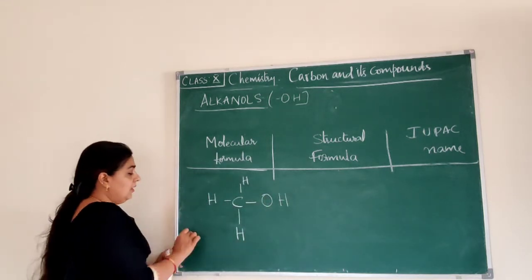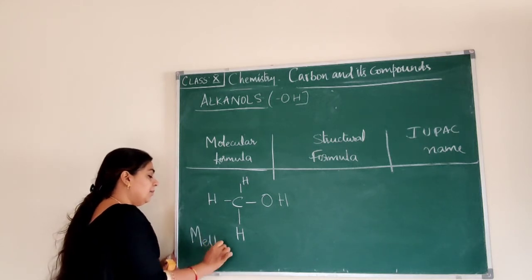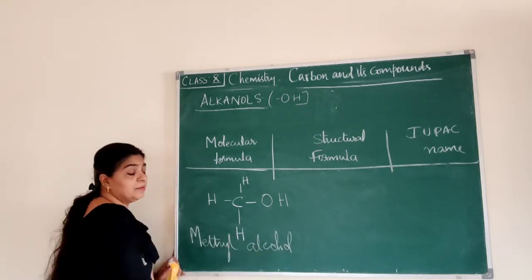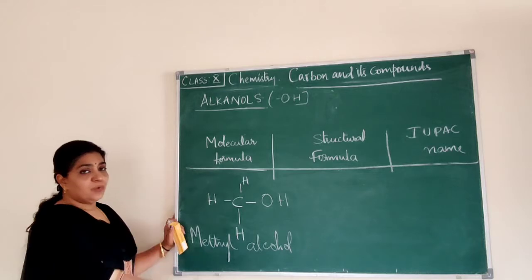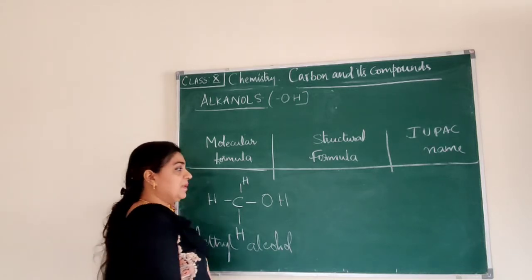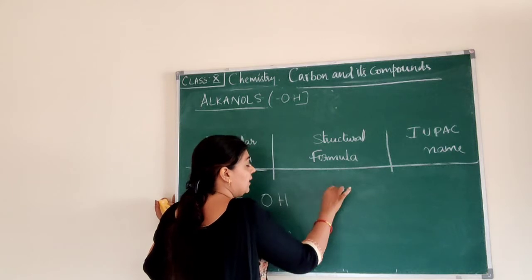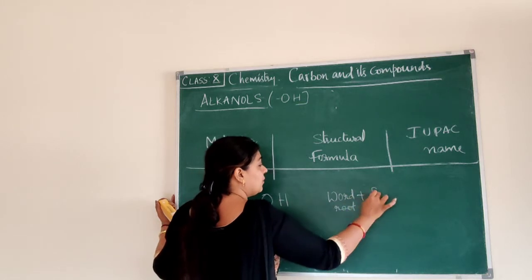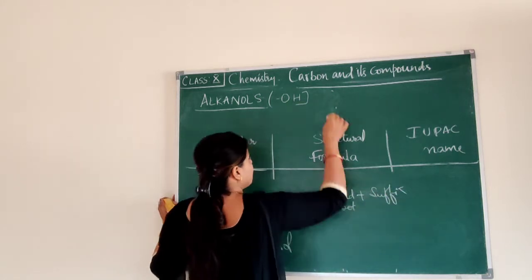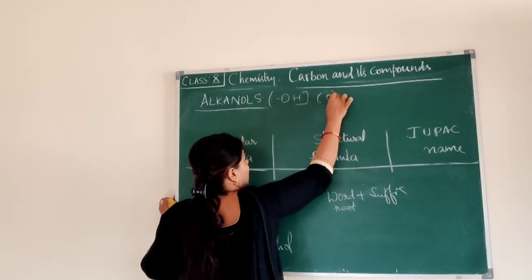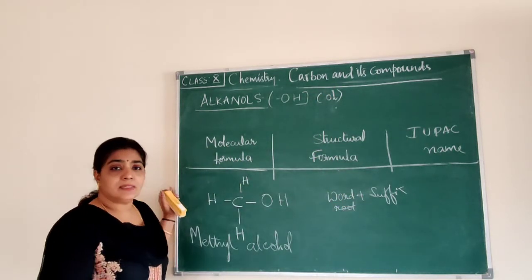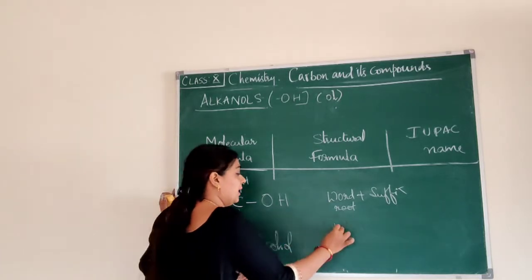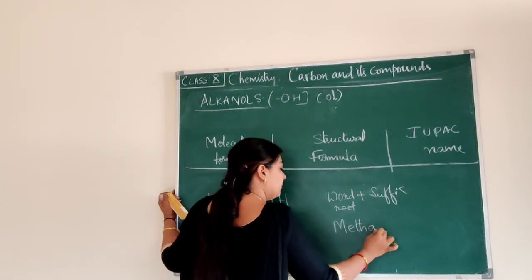So what is it called? The common name is methyl alcohol. If you are using the IUPAC name, what will be the name? You have to take the word root, plus you have to add the suffix. So what is the suffix for alcohol? It is OL. OL is the suffix. So what is the word root here? It is methane, right?